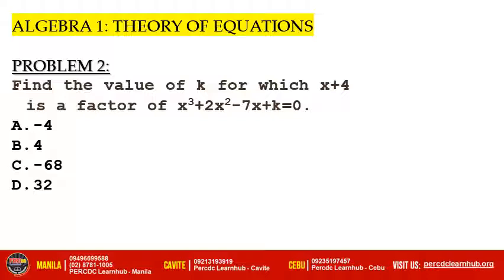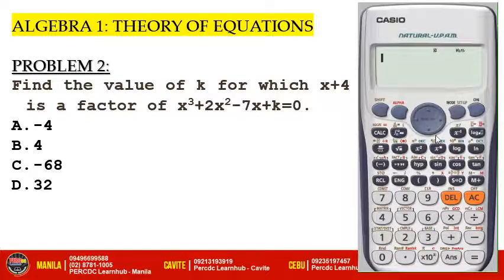So para magawa po natin yan, gamit lang po tayo ng calculator. Gamit ulit yung calculator. So yung given na polynomial function or cubic equation na x cubed plus 2x squared minus 7x plus k equals 0, divided by x plus 4. So again, ang sabi dito, yung x plus 4 is a root ng cubic equation. So therefore, input lang po natin ulit yung given function. So that is cubic x.